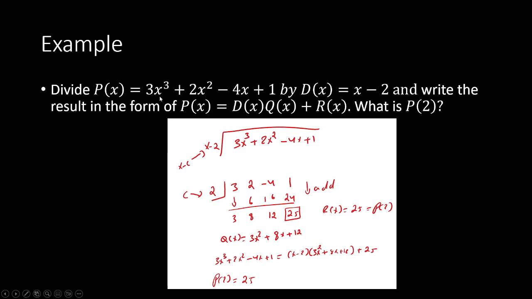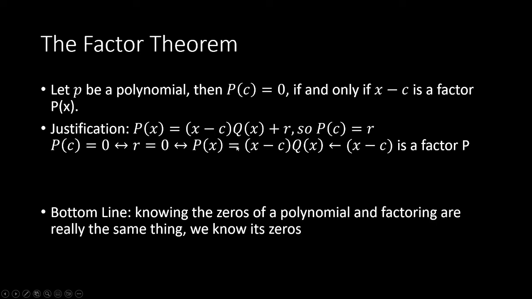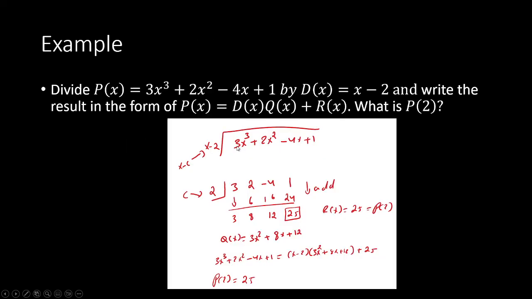3x cubed plus 2x squared minus 4x plus 1 divided by x minus 2. And we know this is the form of x minus c. Write the result in this form and find out what p of 2 is. So we write it: 3x cubed plus 2x squared minus 4x plus 1 divided by x minus 2.